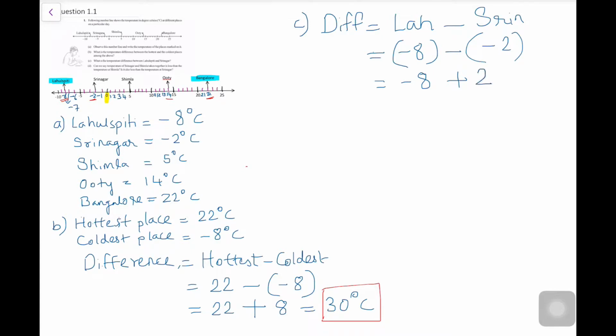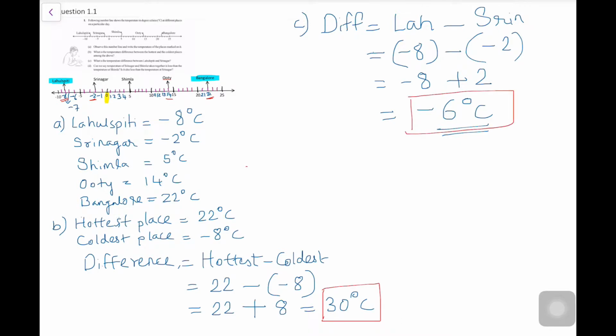So I write 2. So negative 8 plus 2, you have to subtract. You have to subtract between 8 and 2 and give the sign of the higher number. The higher number is negative, so the answer will also be negative, and the result of subtraction 8 minus 2 is 6. Minus 6 degrees Celsius. Okay, so there lies your answer for question number C.